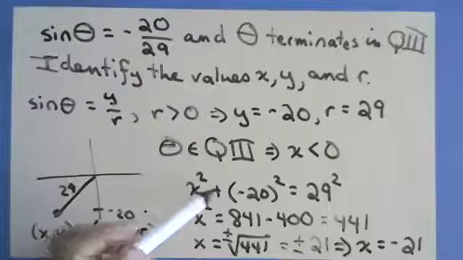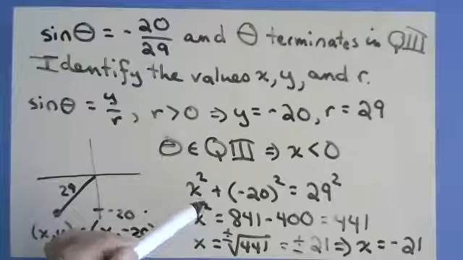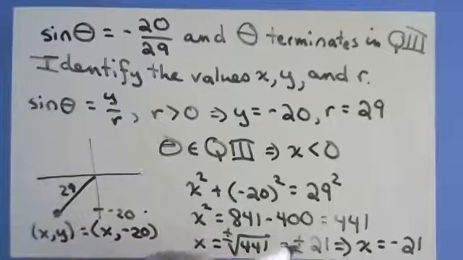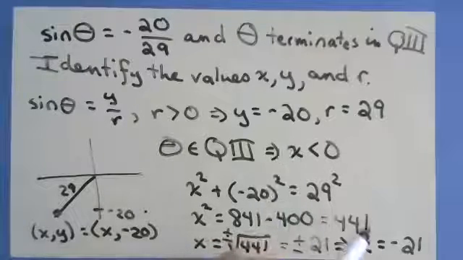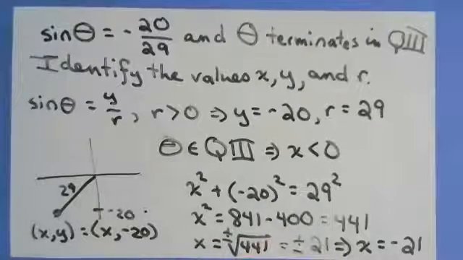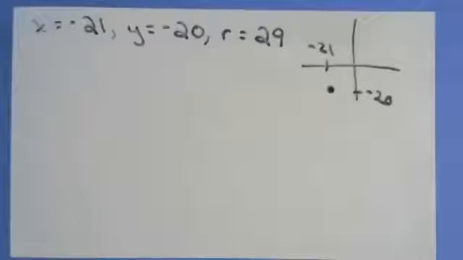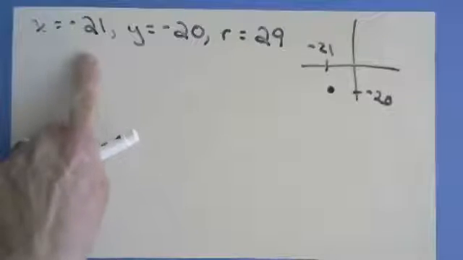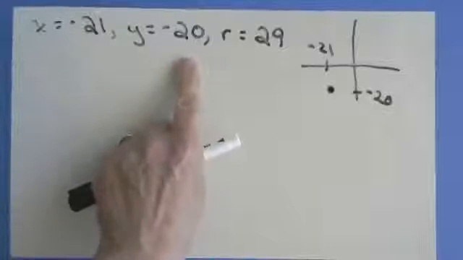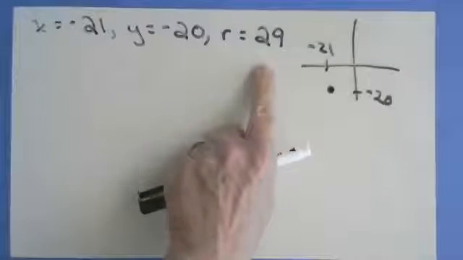So we applied the Pythagorean theorem to what we had, and we found x, the two values that were possible from the square root, and knowing that theta terminates in quadrant 3, that x has to be negative 21. So I reset my board. I wrote down the values that we calculated: negative 21 for x, negative 20 for y, 29 for r.